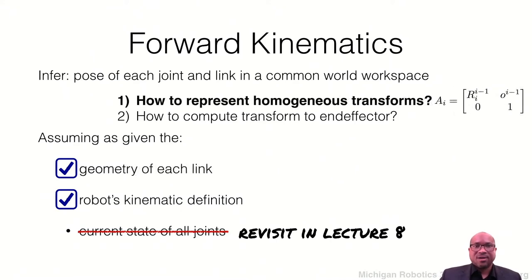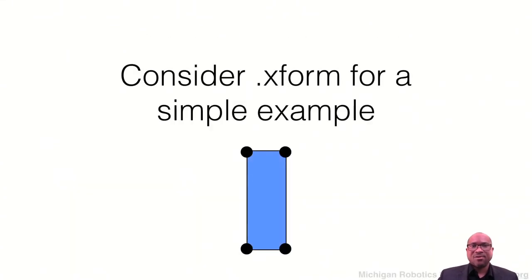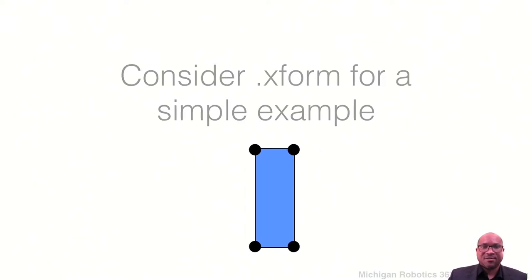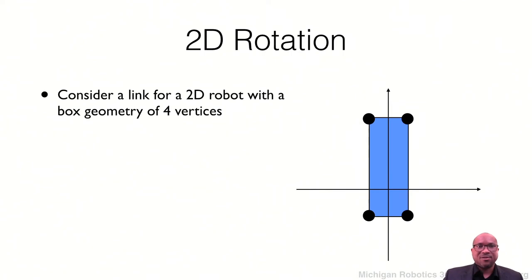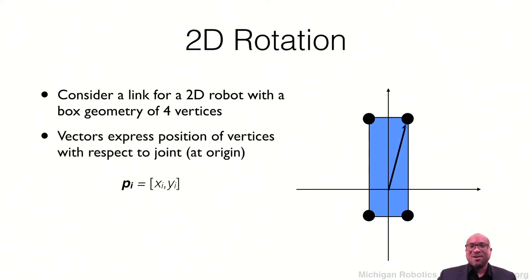So we're going to ask this question of how to represent homogeneous transforms. Let's start with a simple example, just our simple box geometry right here. It's a simple geometry with four vertices that are connected together. And I should also note that these vertices are expressed as vectors in the link's frame. So every point is going to have an x, y location because we're in 2D, and those x, y locations are vectors with respect to this link frame.